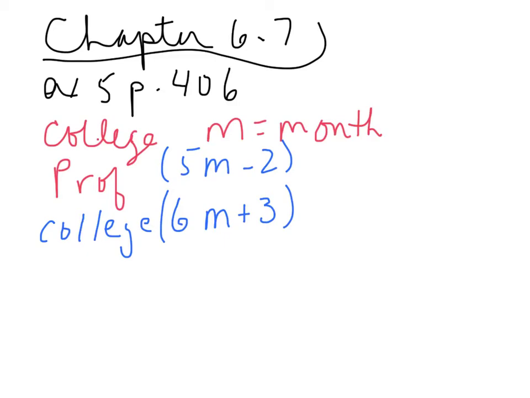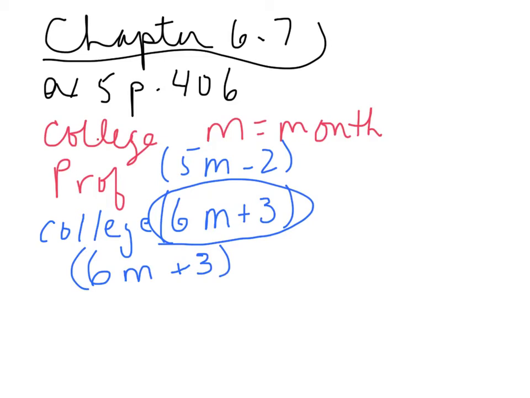And so they're asking you to write an expression to show how many more college hats were sold than professional hats. So you're comparing, and they want you to tell how many more, so you're subtracting. College hats here is more. So it's going to be 6M plus 3 minus 5M minus 2.